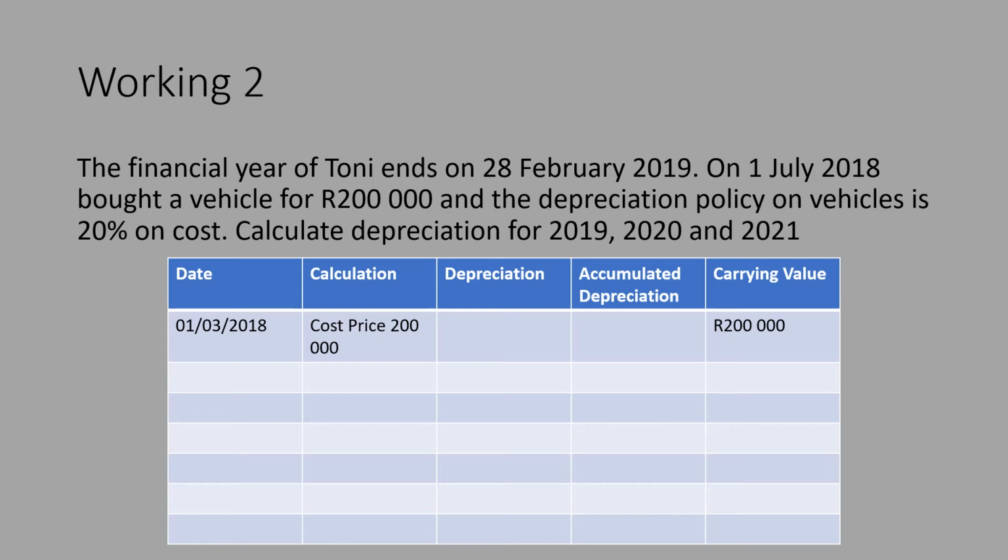That's why I mentioned the purchase happened exactly on the first day of the financial year. Now, the financial year ends on 28 February 2019. On 1 July 2018, the business bought a vehicle for 200,000. The depreciation policy on the vehicle is 20% on cost. Calculate depreciation for 2019, 2020, and 2021. It's more like the same. For 2019.